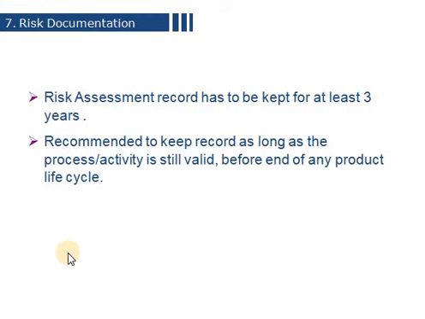The next step would be risk documentation. A risk assessment record has to be kept for at least 3 years, or as long as the process or activity is still valid. This means that if you're working on a product and this product's life cycle has not ended, we are still manufacturing and working with this product, so the risk assessment record has to be kept until this product stops being manufactured.